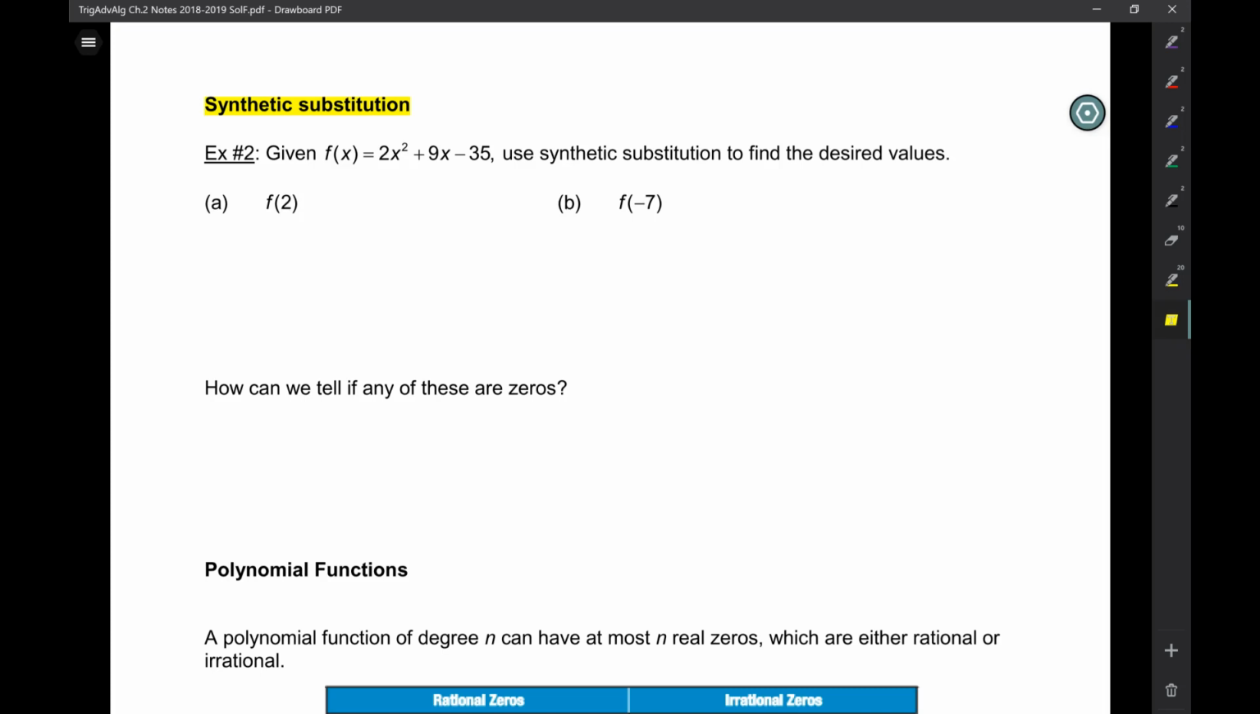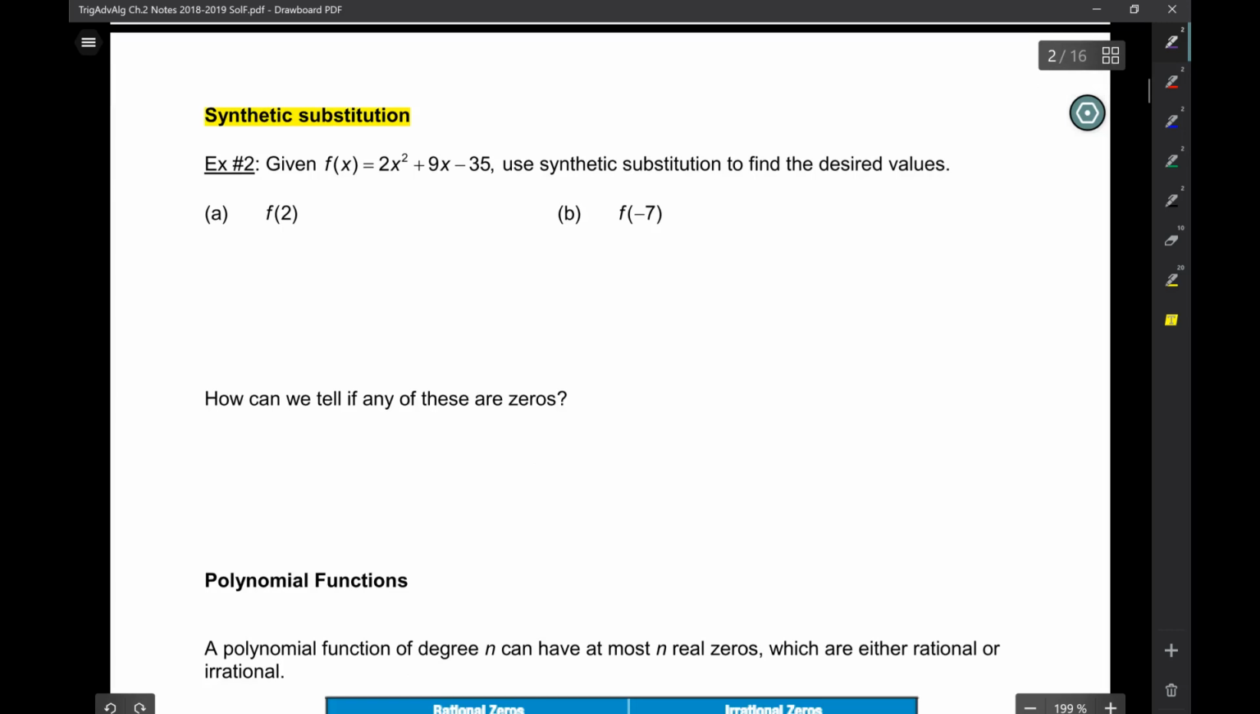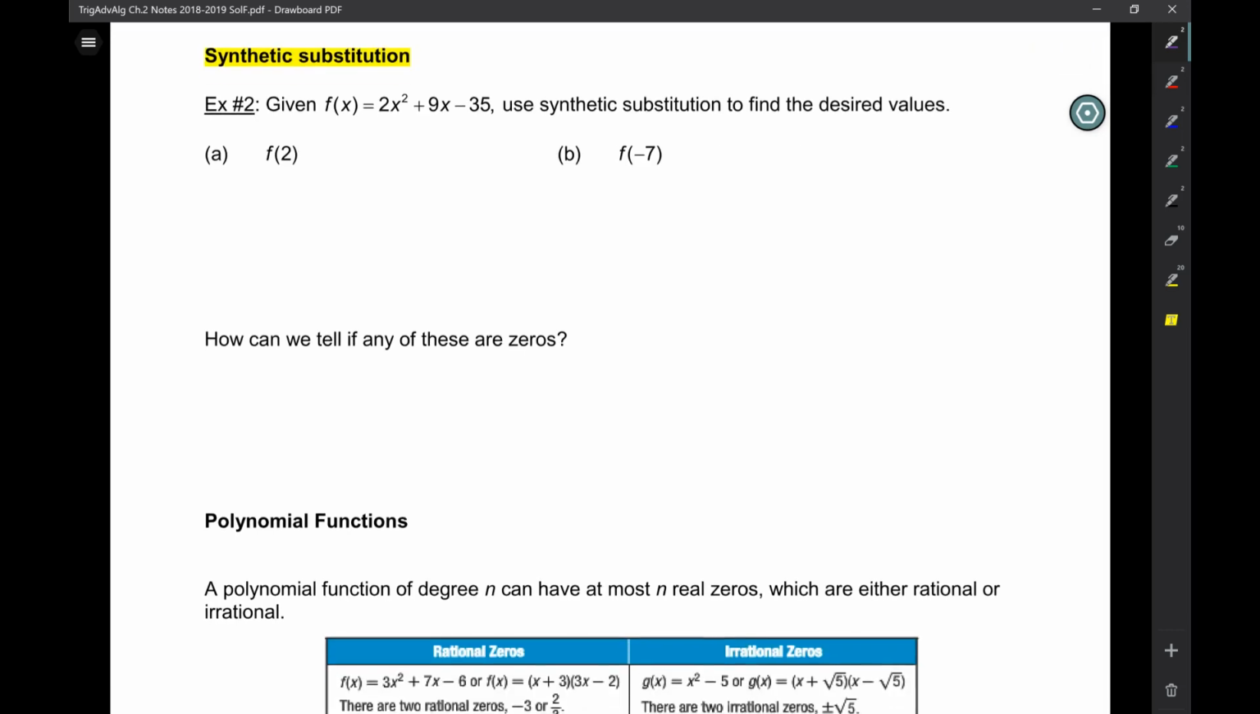All right, so given f of x, again, it's the same exact function. We're going to find f of 2 and f of negative 7, same exact values, but in another way. So synthetic substitution, here's how you do it. You make a chart.